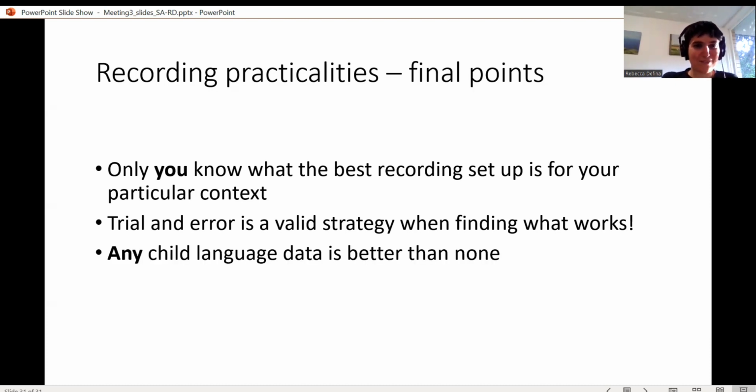And the general take home from all of this is that any child language data is better than none. It's the general philosophy here. So even if you have to make some cutbacks in some areas, it's still going to be useful data, and it's worth doing, even if you're going, oh no, I can't get this fantastic phonetic level audio quality, and so I shouldn't do it. It's actually still good to do, even if you have to make a few cuts here and there.